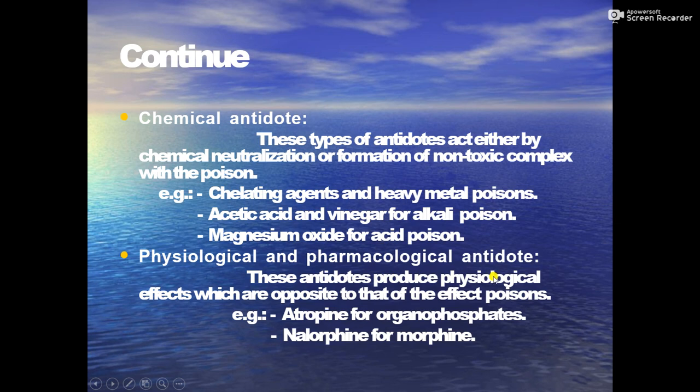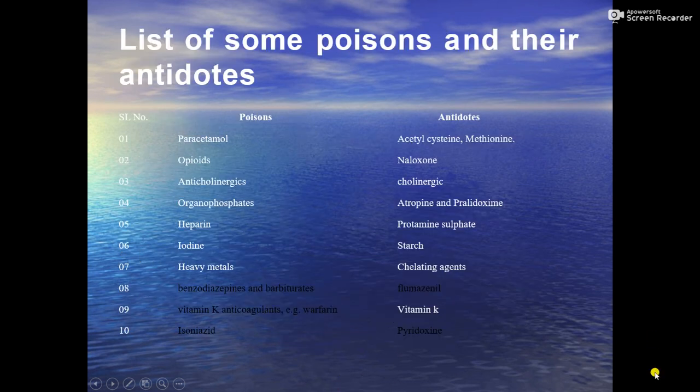The physiological and pharmacological antidotes produce physiological effects which are opposite to the effect of the poisons. For example, atropine for organophosphates and nalorphine for morphine. The simple solution is that whenever organophosphate poisoning occurs, atropine can be used. In case of morphine toxicity or overdosing, nalorphine can be used.